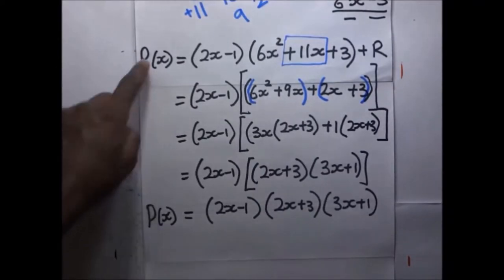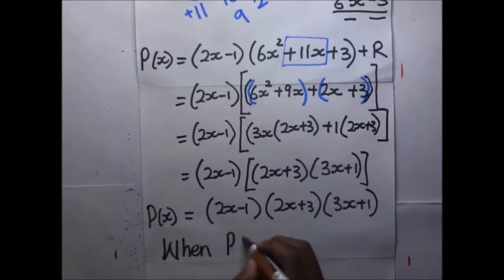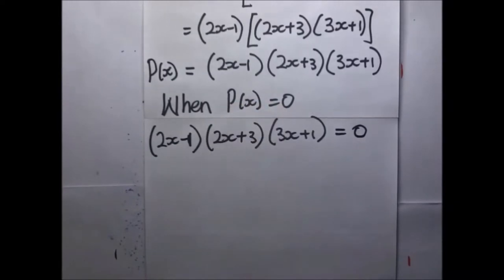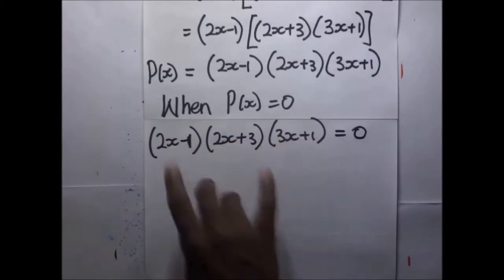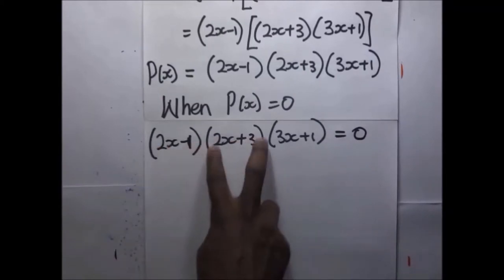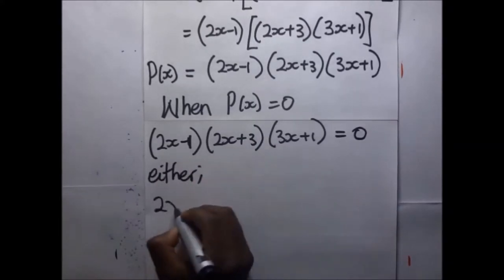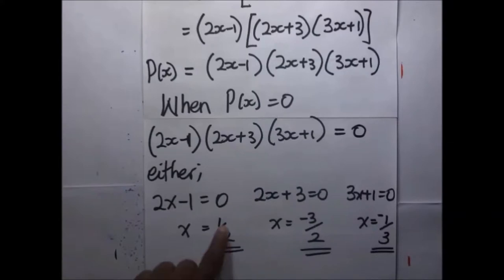So originally our polynomial p of x, which we are calling this, is equal to that. We have factorized it. For us to be able to get the value of x, this should be equal to 0. When p of x is equal to 0, our polynomial is equal to 0, then it means that this is also equal to 0. If you multiply these three factors, you're supposed to get 0. It means that either this one is 0, or that one is 0, or that one is 0. And it's from there that we are going to get our value of x. So our value of x is either half, or negative 3 over 2, or negative 1 over 3. And that is how we solve for that polynomial.